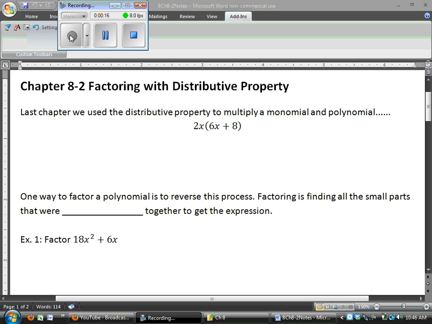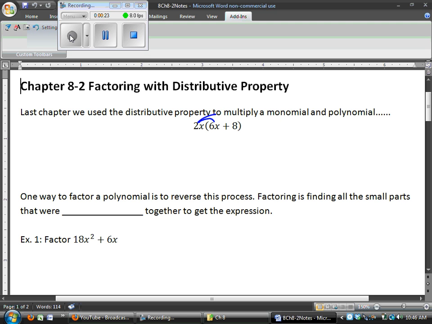Right? Last chapter, we used our distributive property to multiply a monomial and a polynomial. Like so, we took the 2x and we did the distributive property to it. 2x times 6x gave us 12x squared. And 2x times 8 gave us 16x. Okay, and that was our answer.